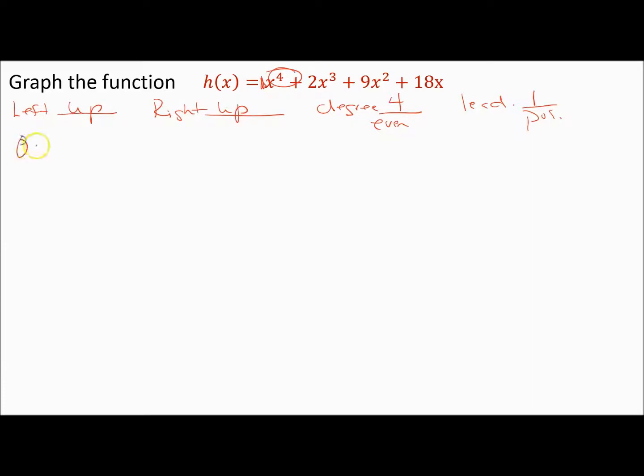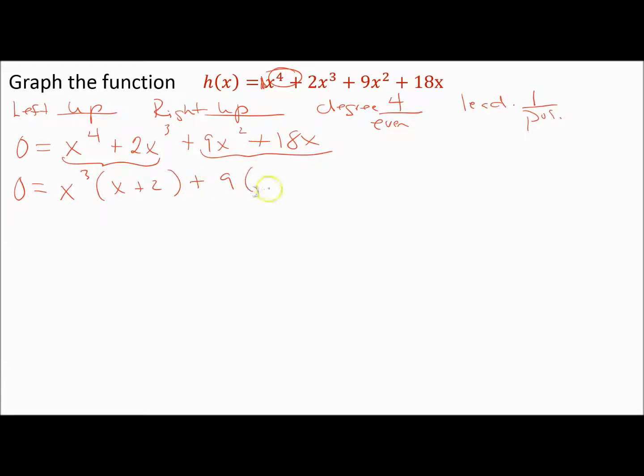The next thing is to calculate zeros. So we have x to the 4th plus 2x to the 3rd plus 9x squared plus 18x. And we factor. The greatest common factor there is x to the 3rd, and you have x plus 2 factors out. Here you have a plus 9x, and that leaves an x plus 2. Notice the important thing is they both have an x plus 2, which can be factored out, and that leaves x to the 3rd plus 9x.